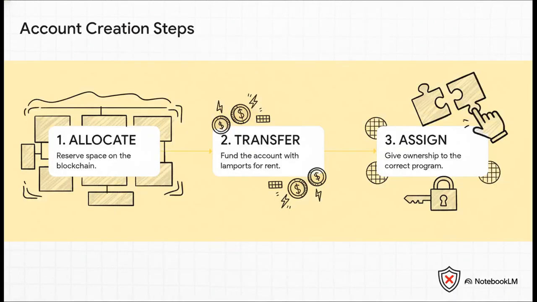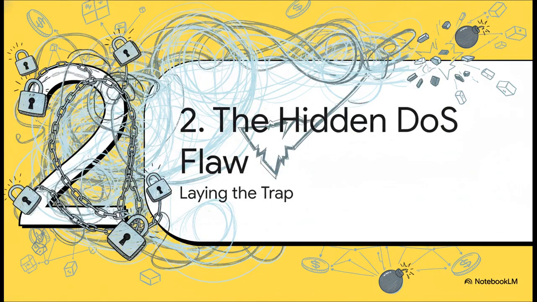And this is what that convenience looks like under the hood. The Create Account function is basically bundling these 3 essential steps. First, it allocates the space on the blockchain. Then it transfers the money, the Lamports, to cover the account's rent. And finally, it assigns ownership to the right program. Looks super simple, right? Well, maybe a little too simple. Yeah, not so fast. Because that convenience, that neat little package, that's exactly where the problem is hiding. So let's get into the hidden denial of service vulnerability and see how an attacker can actually lay the trap.